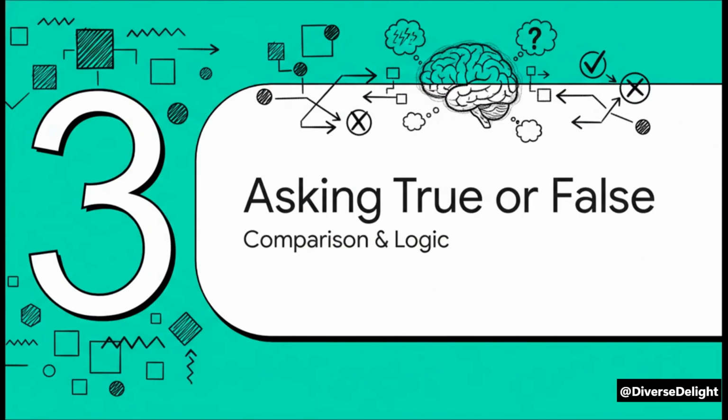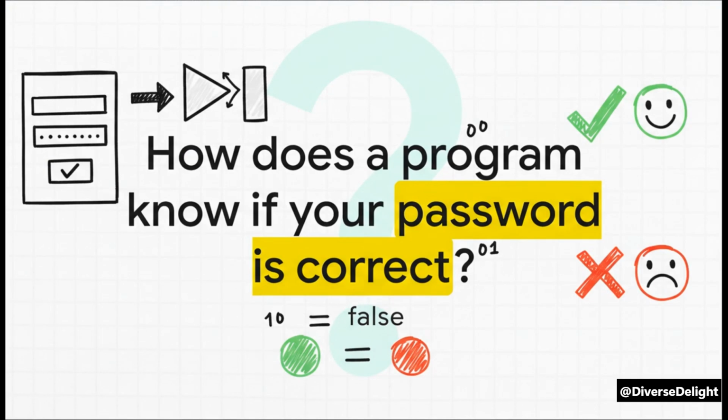Okay, so we can do math, we can take shortcuts, but how does a program actually make a decision? How does it get a brain? Well, that's where our next set of operators comes in. These are the ones that let our code start asking questions. Just think about logging into any website. You type in your password, you hit enter, and boom! The site magically knows if you got it right. But how? It's not magic, it's just pure logic.